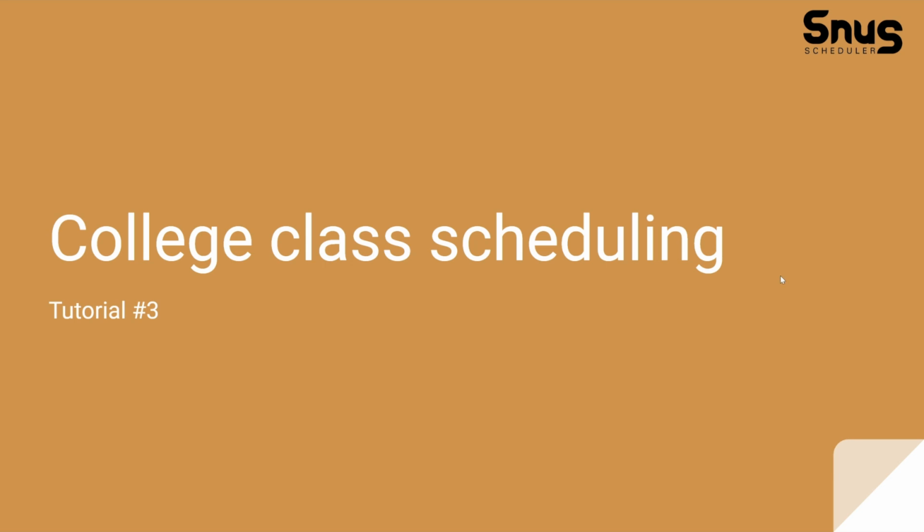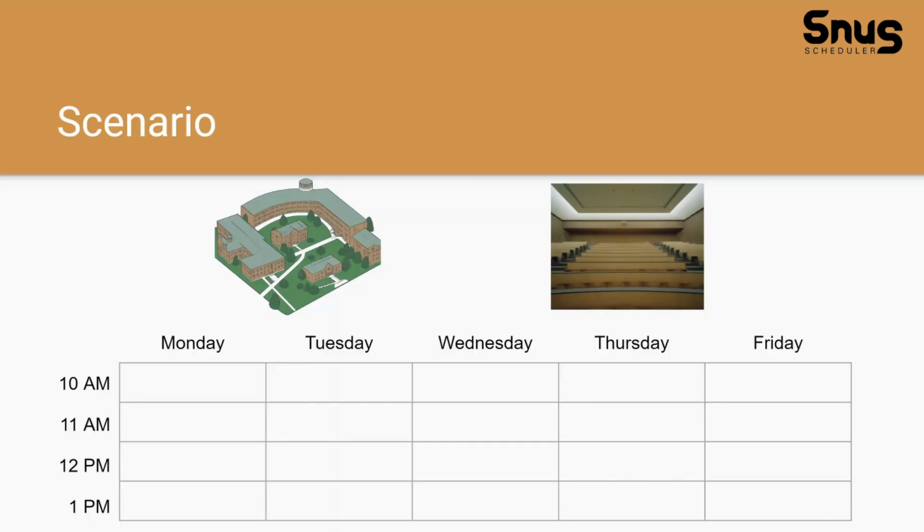Hello. In this video, I'm going to show you how to use the selection scheduler to find a valid college class schedule. Here's the scenario. A college student has 6 classes that she wants to take this semester. Each class has several different time options to choose from.